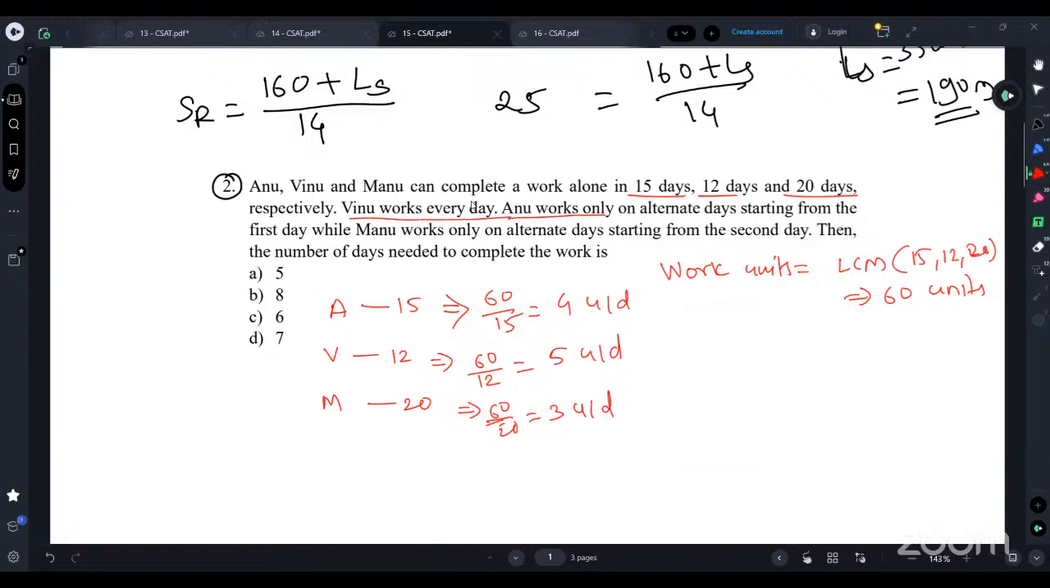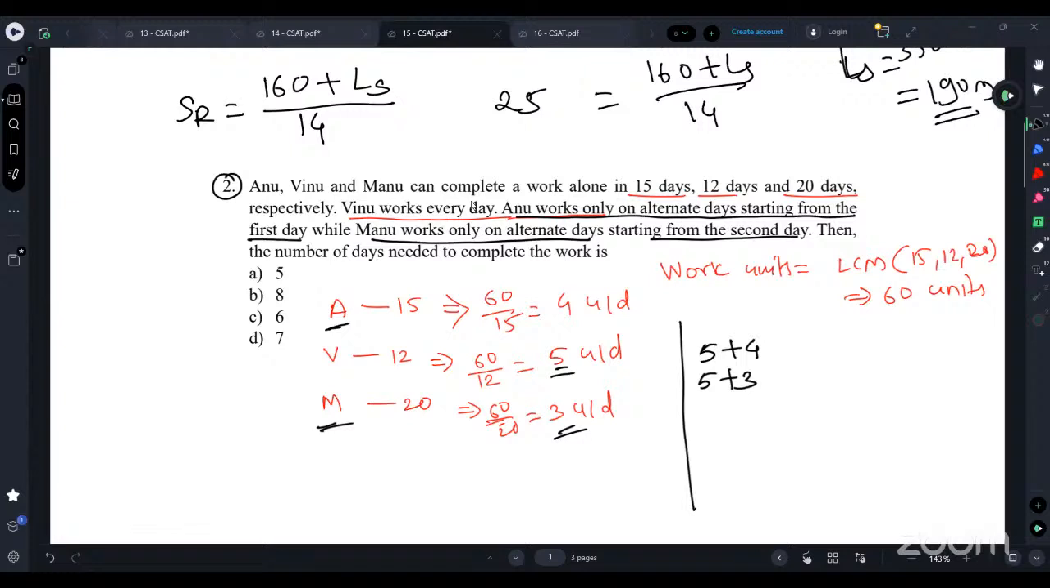Vinu works every day, right? So if Vinu is working every day, she is completing 5 units of work every day. Anu works on alternate days starting from the first day. And Manu works on alternate days starting from the second day. So on the first day it is 5 plus 4, because Vinu is working every day, so this 5 will be everywhere. On the second day it is 5 plus 3. So that is 9 plus 8.